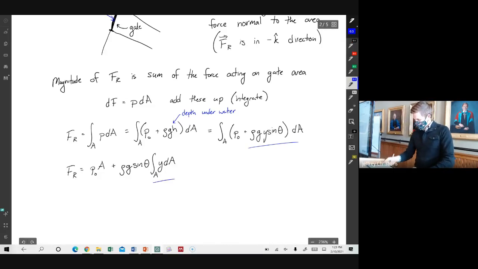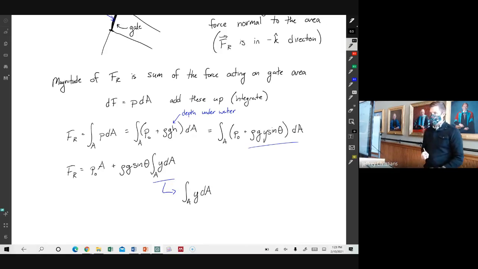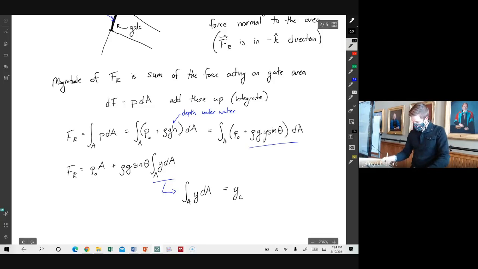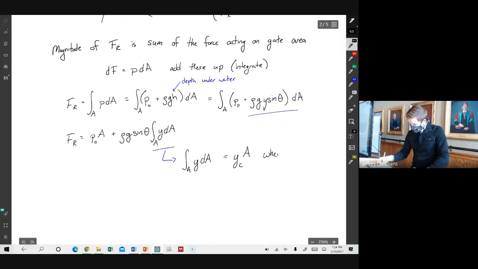So that integral, the integral over A of y dA, is equal to yc A, where yc is the centroid of the shape.